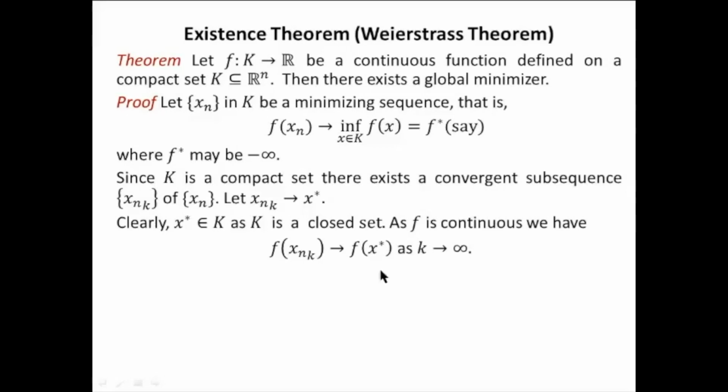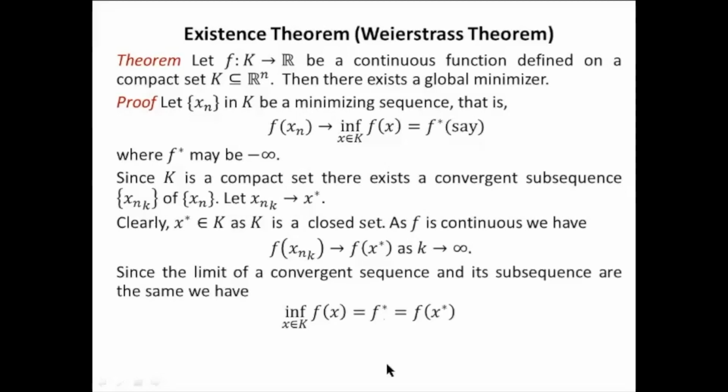So the sequence itself was going to f star, whereas the subsequence f(x_{n_k}) is going to f(x star). But by the uniqueness of limit, both the values must be the same. So we have f star is equal to f(x star), but f(x star) is equal to the infimum of f(x), x belongs to K. Hence, x star is a global minimizer. So we have given a simple proof of the Weierstrass theorem.